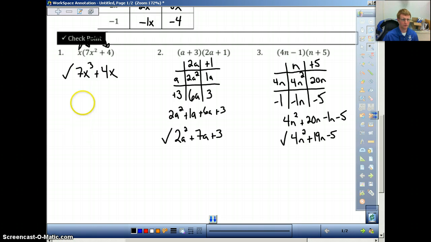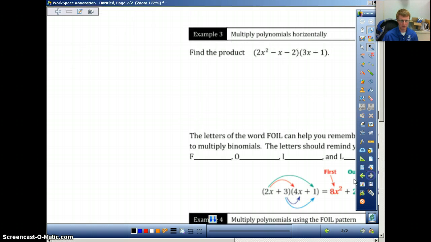Okay, so here are your solutions. Distribute that through. You should have gotten 7x to the third plus 4x. Down here, setting up your boxes as such, you should have gotten 2a squared plus 7a plus 3. And here, setting up your boxes accordingly, you should have gotten 4n squared plus 19n minus 5. Okay, so let's move on to the next page.